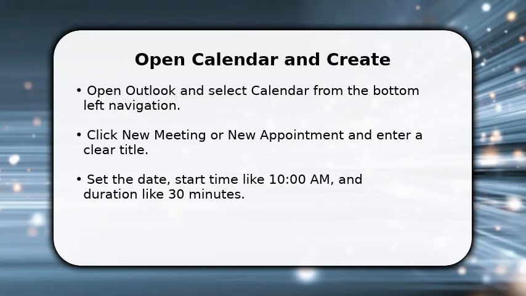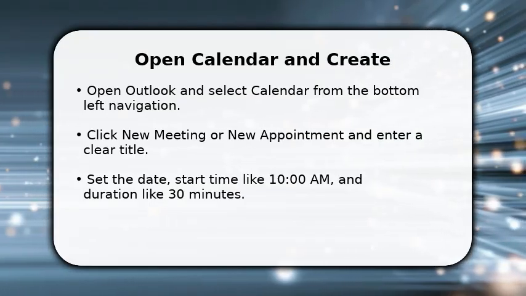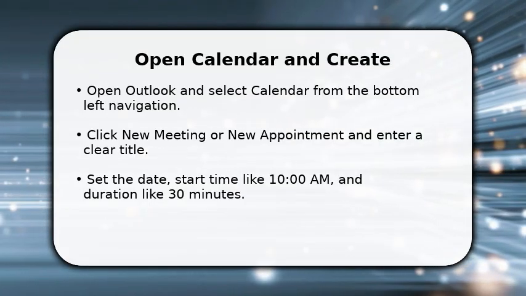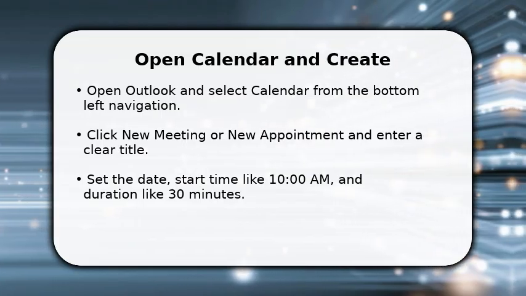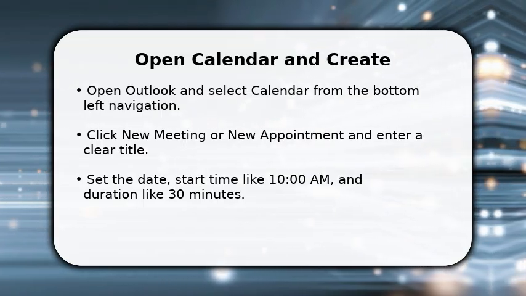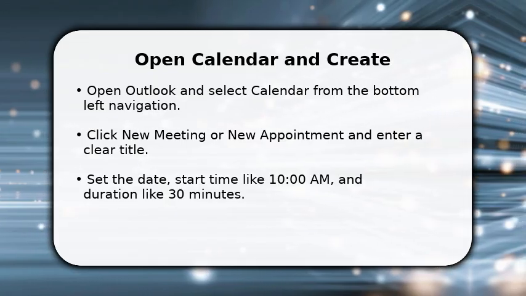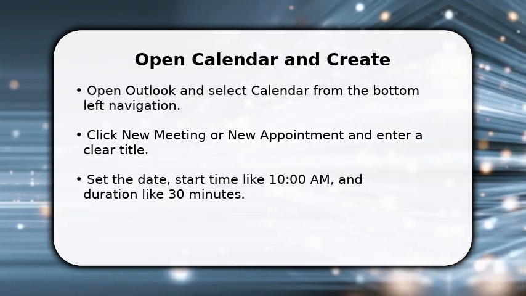Open Outlook and select Calendar from the bottom left navigation. Click New Meeting or New Appointment to start a new invite. Enter a clear, concise title for the event in the subject field. Choose the date and pick a start time such as 10:00 a.m.